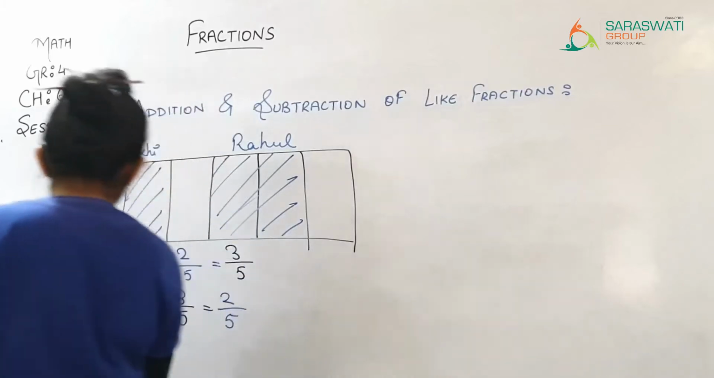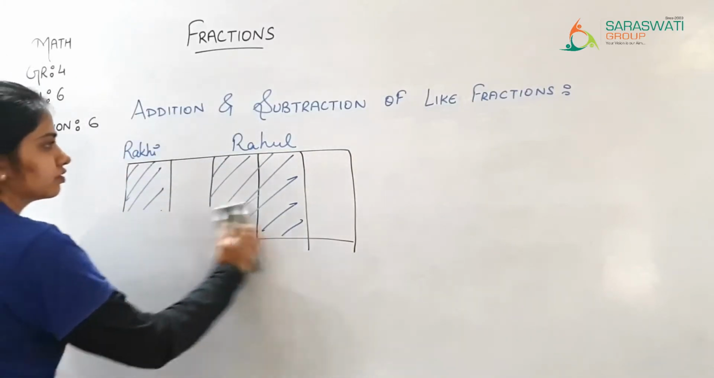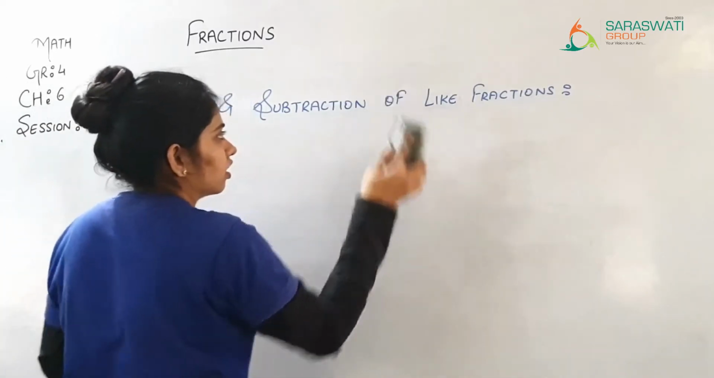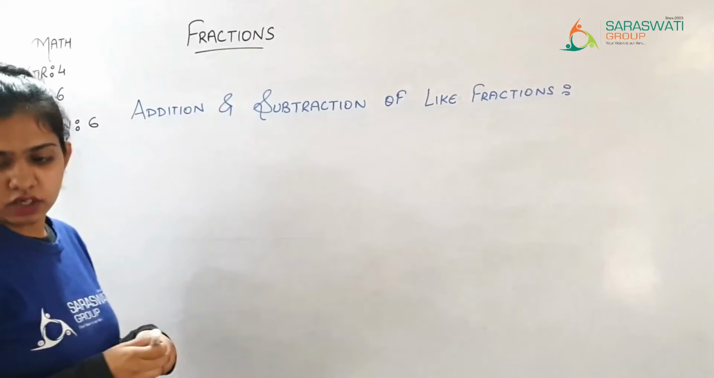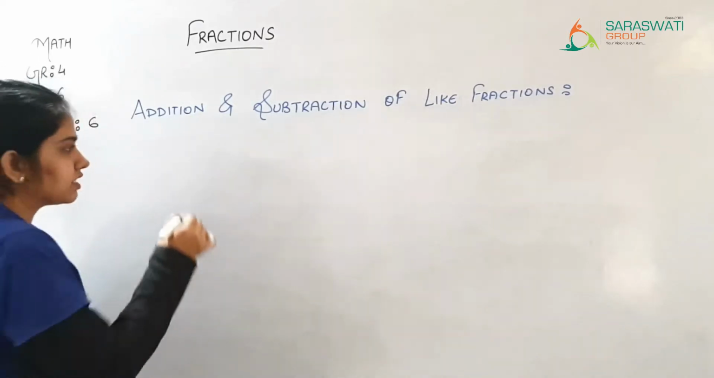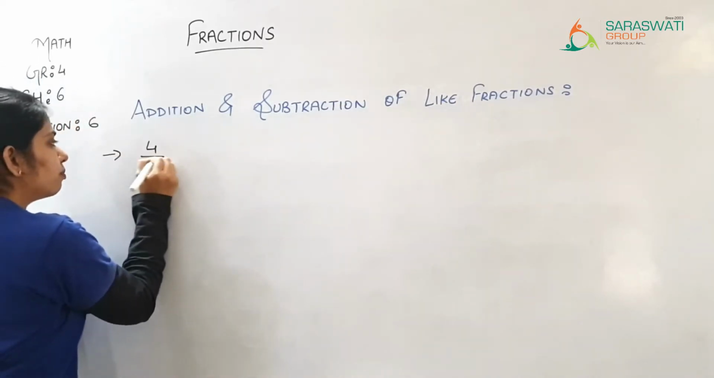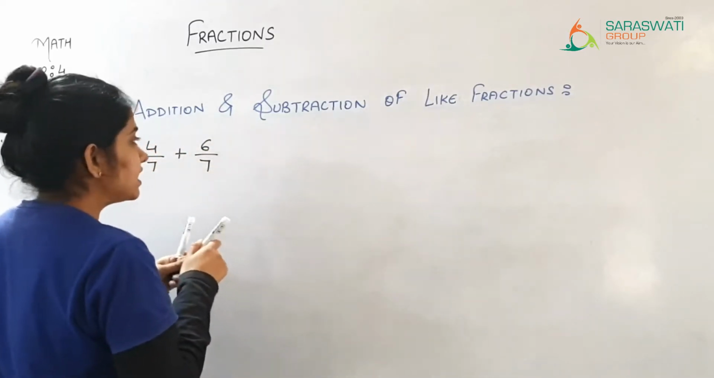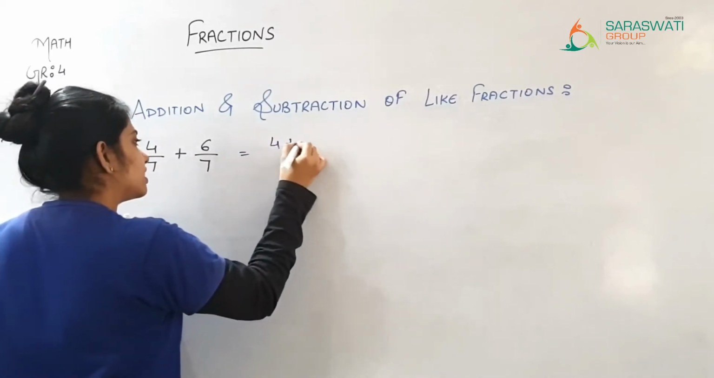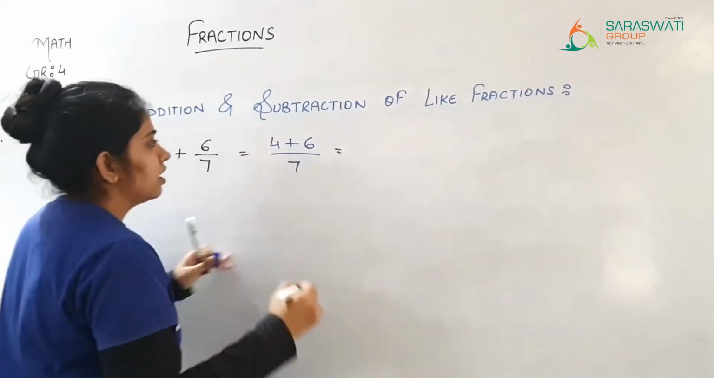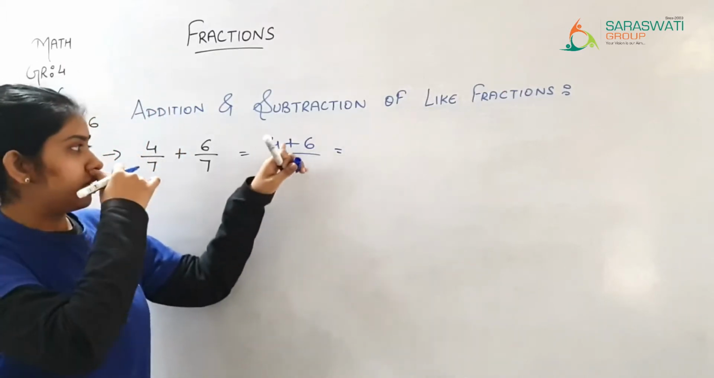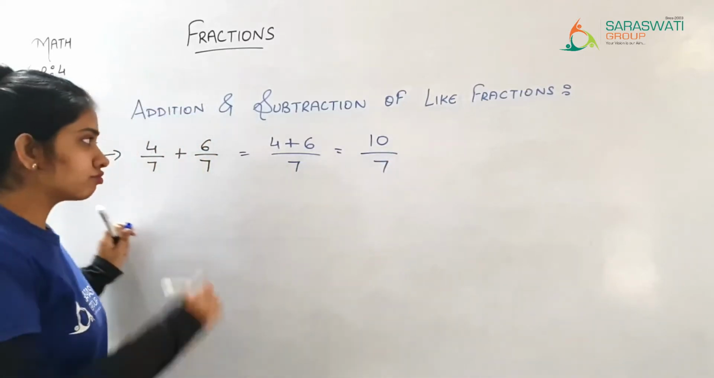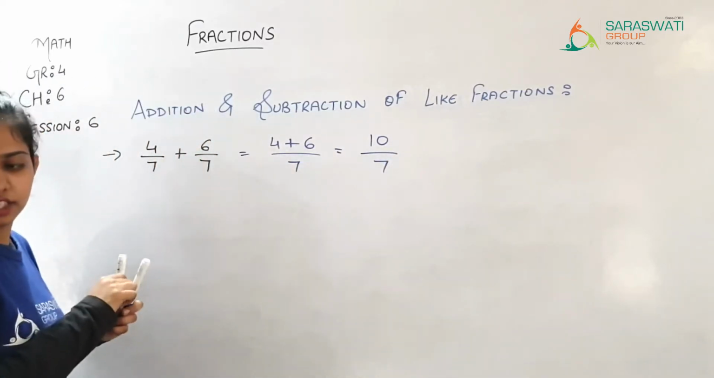You are not supposed to do anything else. Let us solve another example. Okay, now I am writing over here 4/7 plus 6/7. So first you will write it this way, 4 plus 6 whole divided by 7, because here the 7 will be the common one. Now 4 plus 6, that is 10, 10/7. Now we got the answer.